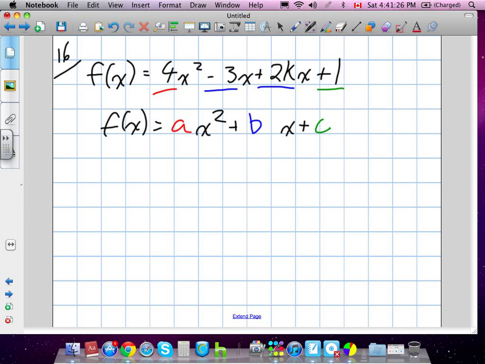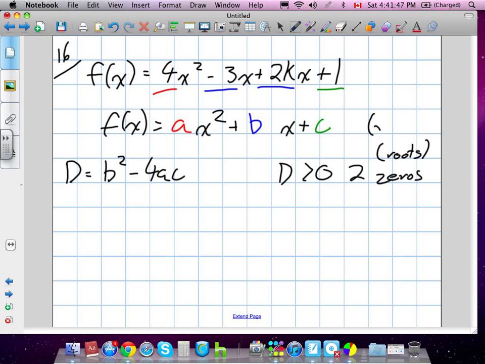They've said that this quadratic has 2 roots. So you guys have learned something called the discriminant formula. I'm just going to call it d is equal to b squared minus 4ac. This formula, what it says is if d is greater than 0, you have 2 zeros or 2 roots. Okay, zeros or roots, or x-intercepts. There's so many ways to write this word. It just means it crosses the x-axis twice. If d is equal to 0, you have 1 zero. And if d is less than 0, you have 0 zeros or roots or x-intercepts.